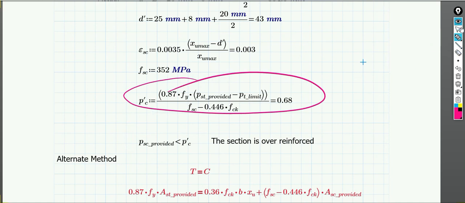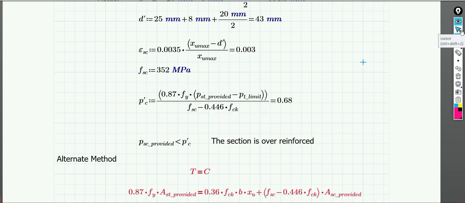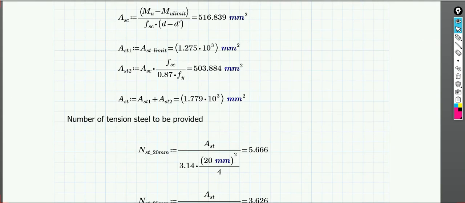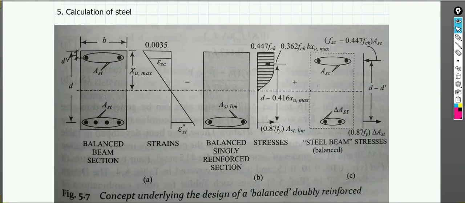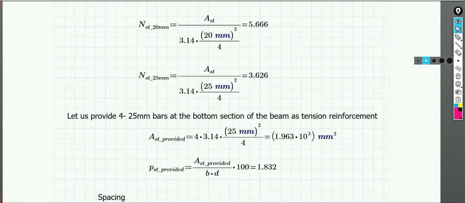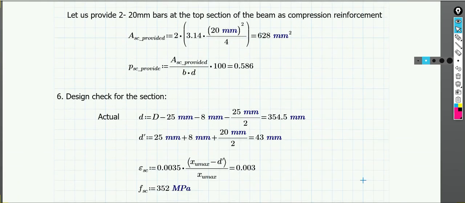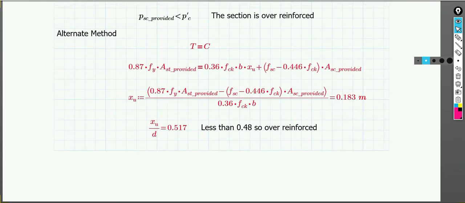Another way: if you find this equation very tough to remember, you can calculate this particular equation from the figure that we have just discussed. If you remember this figure, we can find out the equilibrium equations for a balanced section. This equilibrium equation is nothing but, at the balanced section, the compression force should be equal to the tension force. Tension force equals compression force.